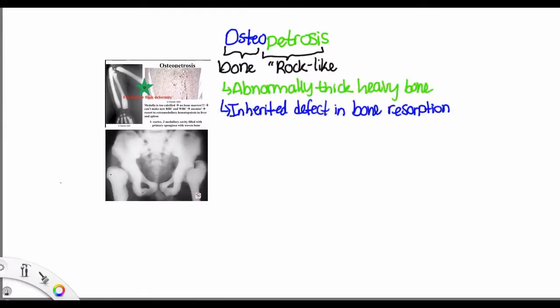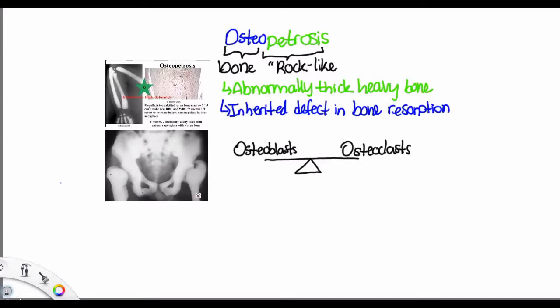Now, if you remember, bone formation is a balance between osteoblasts, which lay down bone, and osteoclasts, which resorb bone. This balance is constantly occurring throughout life, so that you're always laying down some bone and always resorbing some bone. Now, a defect in bone resorption, in which you're constantly laying down bone but can't resorb it, results in an abnormally thick and heavy bone.